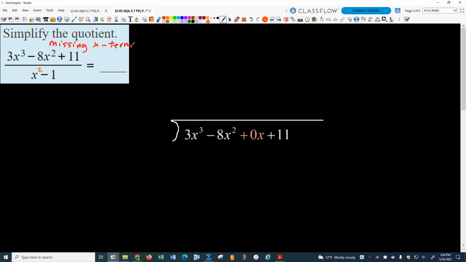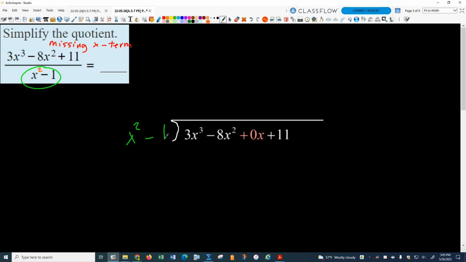So I need to include a 0x inside the division bracket. I must have all of the powers of x from my biggest power of x, which is x cubed, all the way down to the constant. So if I'm missing anything, I have to include a 0 coefficient for that missing term, okay? Now what is in the denominator is what goes out front, x squared minus 1.